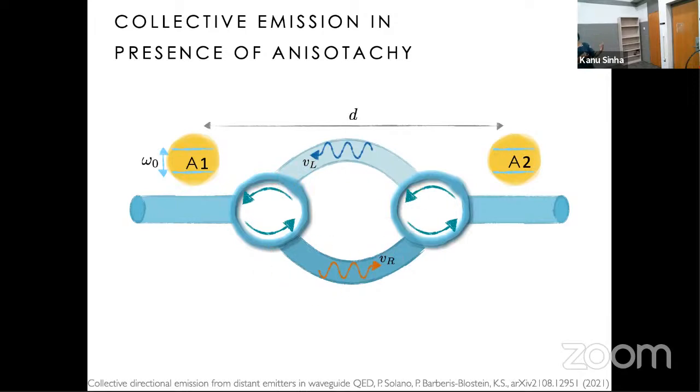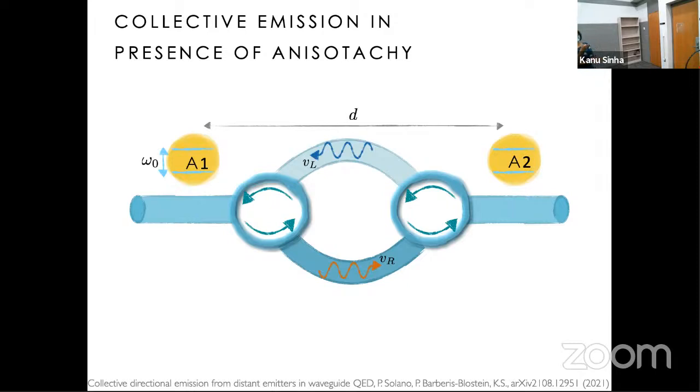And what this effectively allows you to do is to have unequal photon propagation velocities in one direction and the other, right? And this is something that we've been referring to as anisotachy. Aniso means unequal, tachy means velocity in Greek, I guess.